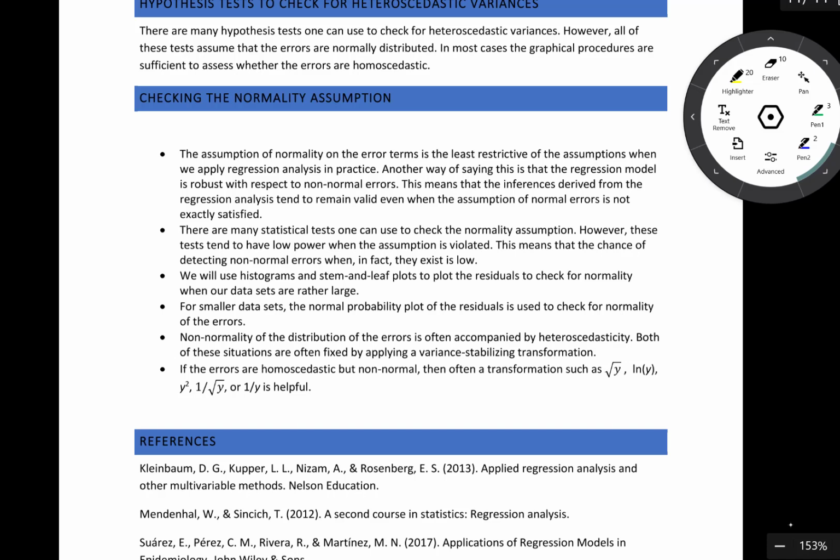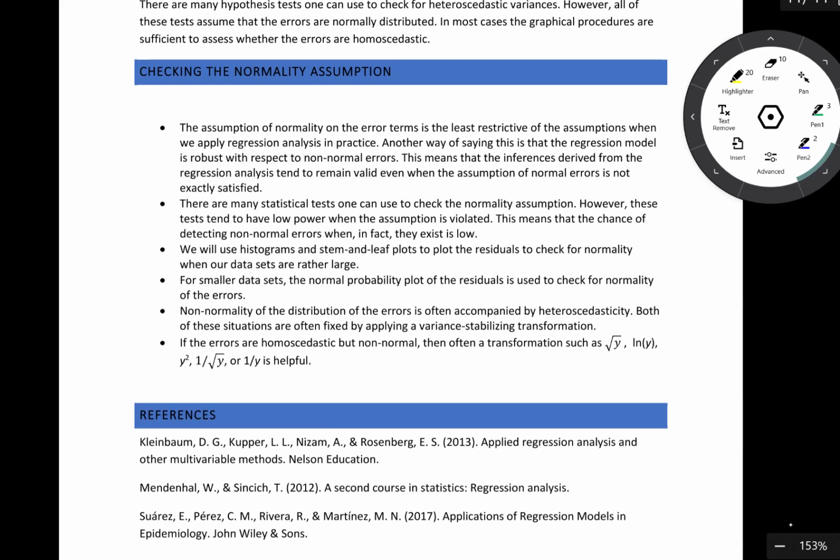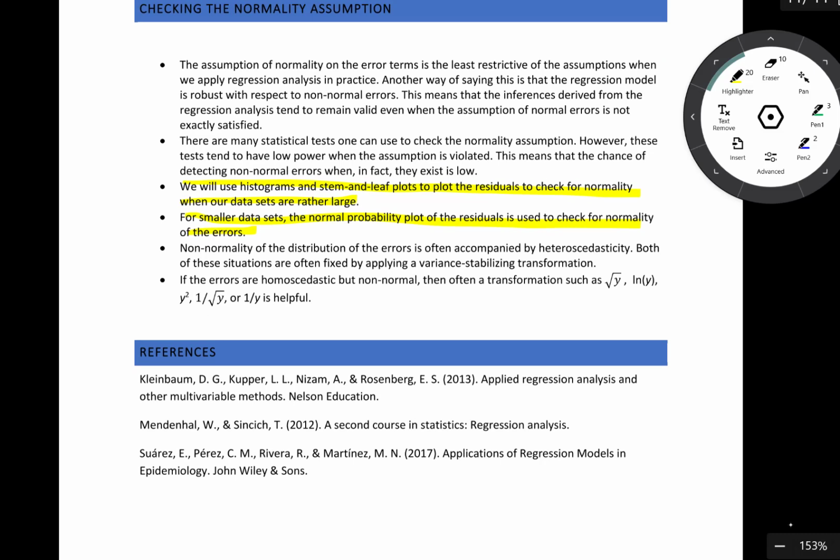So I have some comments here on the normality assumption. I'm going to let you read through those. It is the least restrictive of the assumptions when you apply regression analysis. In other words, it usually is fairly robust. There are several different tests. Usually, if you're going to do a visual assessment, you would use histograms, stem and leaf plots, or normal probability plots. And those are usually used for smaller data sets because the histograms and stem and leaves may not be as reliable. So this is going to end this note set, and we're going to continue talking about checking model adequacy in the next set of notes.